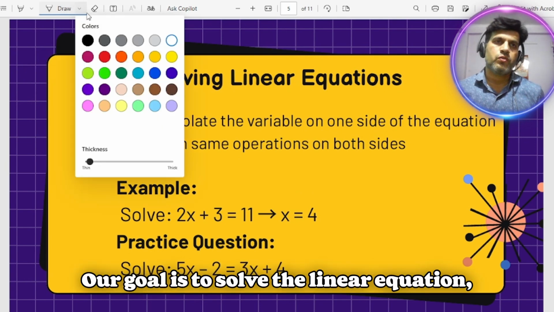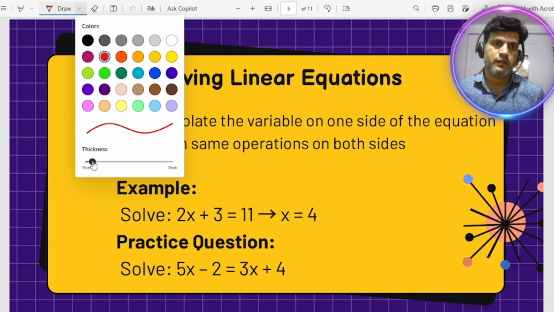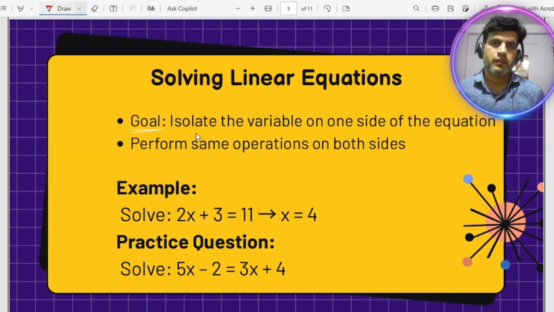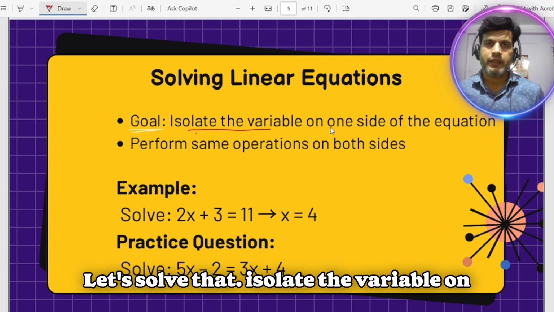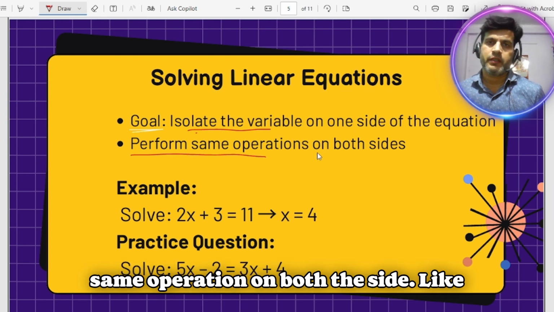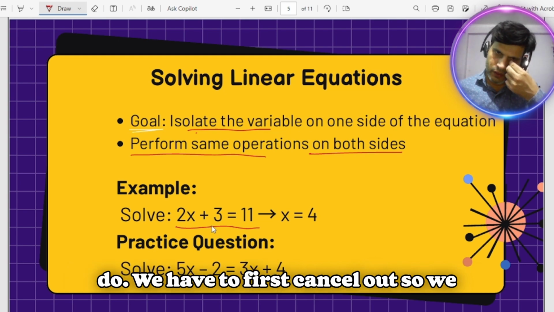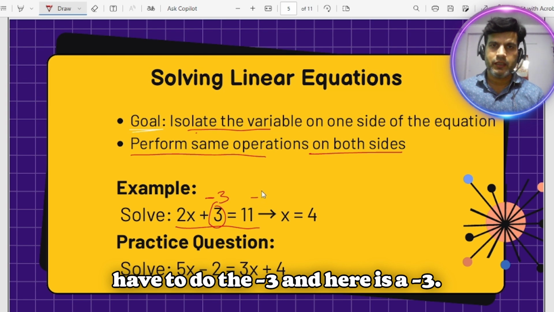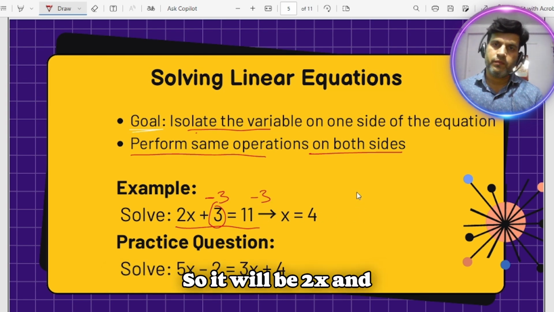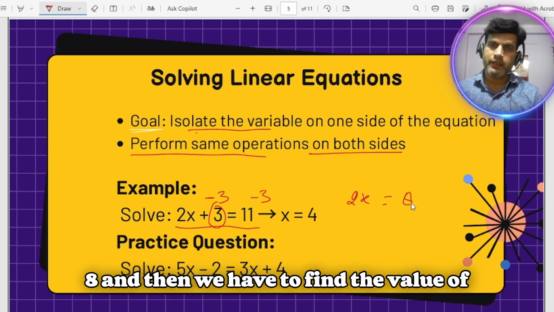Our goal is to solve the linear equation. It's a very fundamental thing. So we can do that. Okay. Let's solve that. Isolate the variable on one side of the equation and perform the same operation on both sides. Like here you can see what operation we can do. We first have to cancel out, so we do minus 3, and here is a minus 3. So it will be 2x, and when we subtract 11 minus 3, it will be 8.